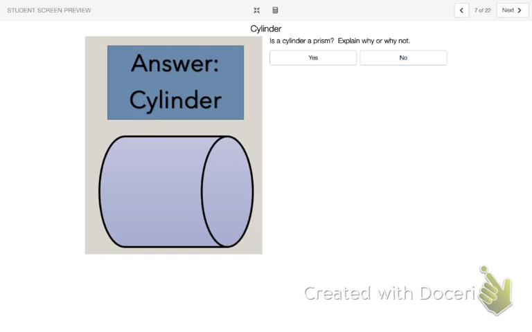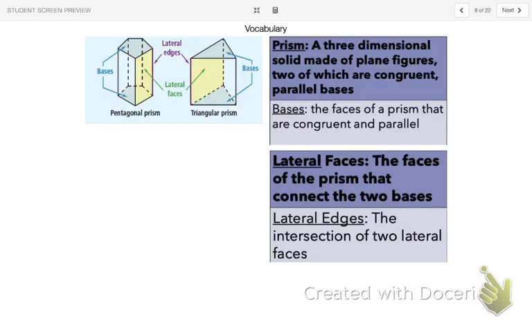Okay. So here are some vocabulary notes that I want you to write in your notebook. A prism is a 3-dimensional solid made of plane figures, 2 of which are congruent parallel bases. So in these shapes here, you'll notice how both of them have the same base. Well, not the same base, but they have 2 shapes that are the same. Congruent and parallel, which means that they never cross.